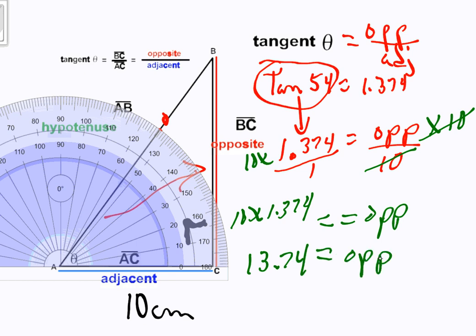There we go. So we used tan, the relationship that Hipparchus found between the adjacent and the opposite, to find out how long the opposite is, because he knew that every single triangle that had 54 degrees would have a relationship between the opposite and the adjacent of 1.374. And we used that to find the opposite for this unique triangle.